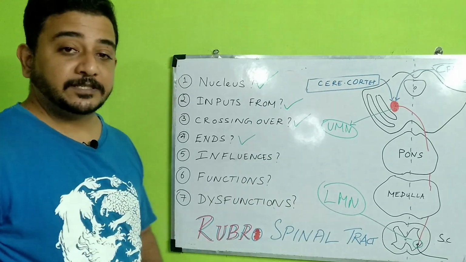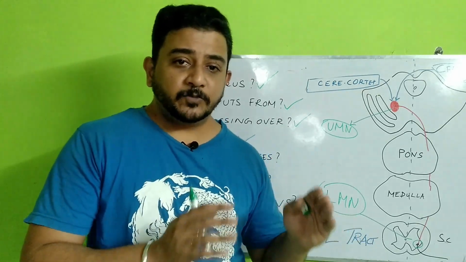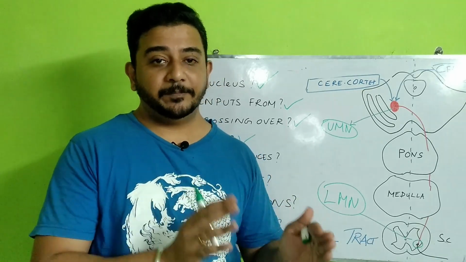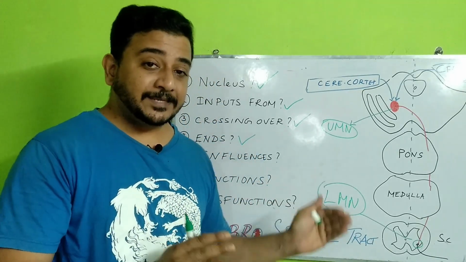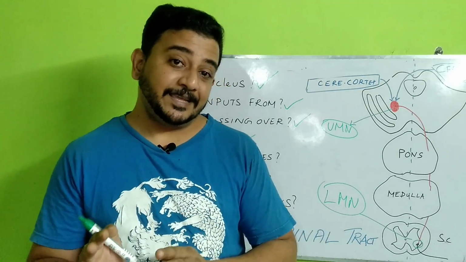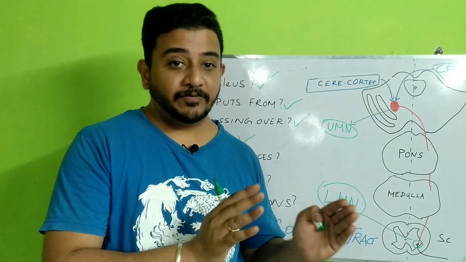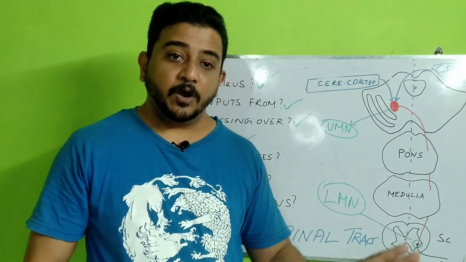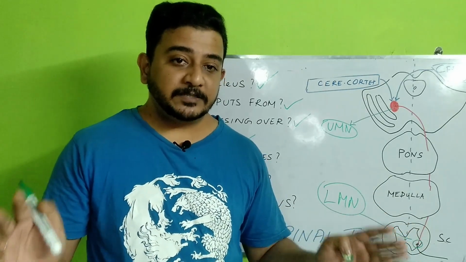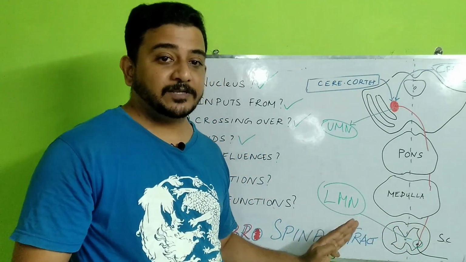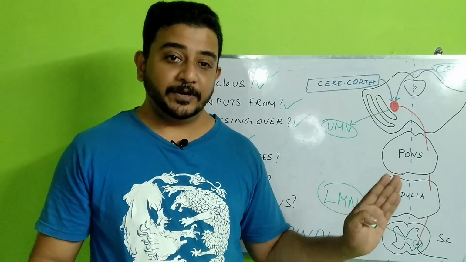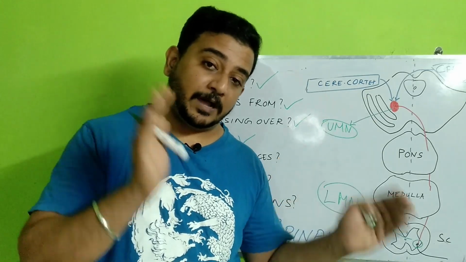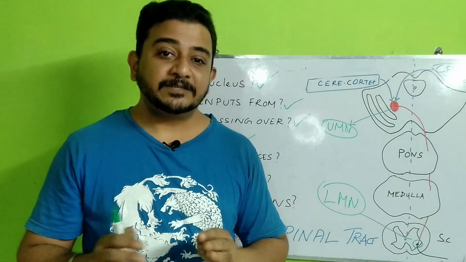What does it influence? Normally we have seen that the pyramidal system influences the flexors of the body, irrespective of the upper limb or the lower limb. The extrapyramidal system actually influences the extensors of the body of the upper limb and the lower limb. But the rubrospinal tract is the only exception out of all other extrapyramidal systems. This is the only tract which influences the flexors of the upper limb and the lower limb. Not more on the lower limb, it is more on the upper limb. In the lower limb, its influence is faded away.